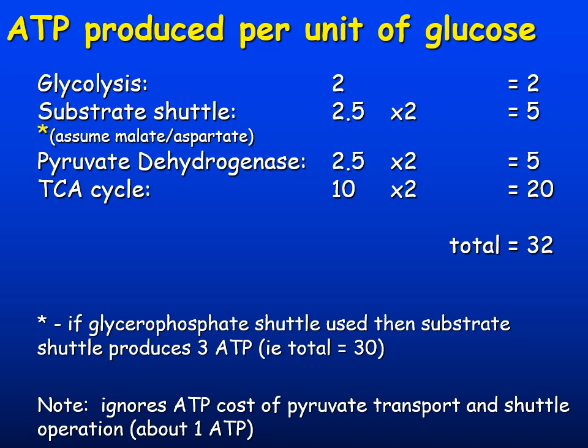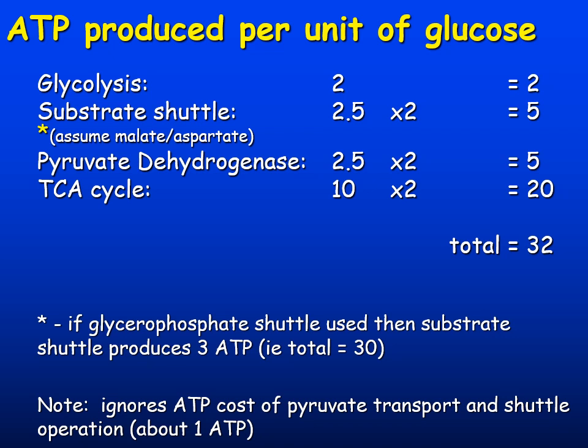it produces. So therefore, we've got 2 glycolytically produced ATP, 5 ATP from the substrate shuttle, 5 ATP from pyruvate dehydrogenase activity, and another 20 produced from the TCA cycle, giving us in total 32 ATP per molecule of glucose. Of course, if you're using the less efficient glycerophosphate shuttle, then the total amount of ATP produced will be 30 instead of 32. Now this would make quite a good question, don't you think?